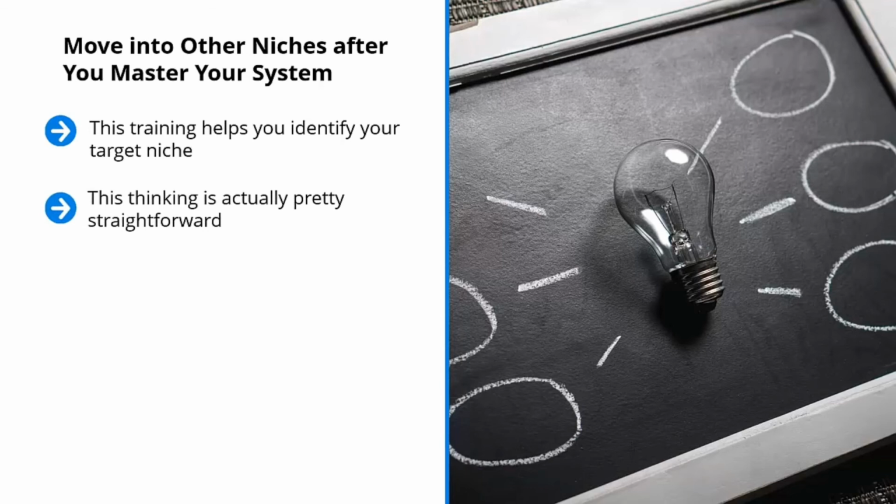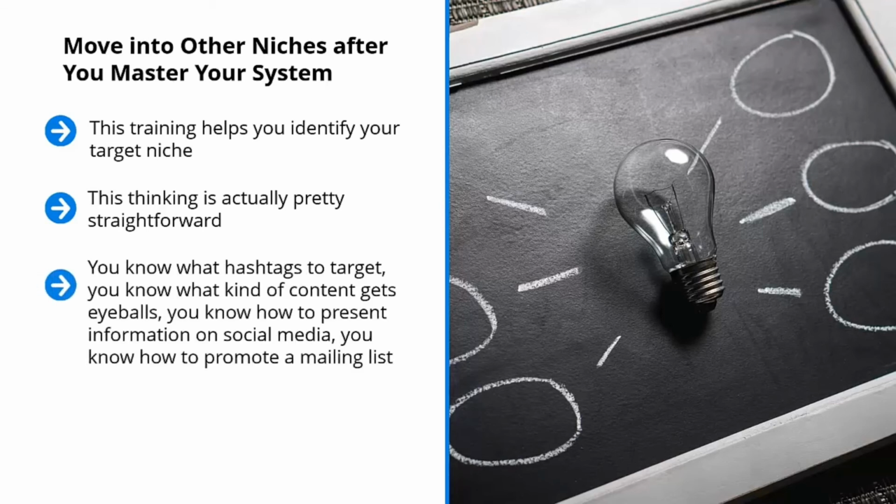This thinking is actually pretty straightforward. If you have already mastered your niche to the point that you're making automatic income month after month, then you can apply the same system to other niches that are closely related to the one you're in. This is how you scale up your business. Instead of just one stream of cash, you build many different streams of cash based on the system that you mastered. You know what hashtags to target. You know what kind of content gets eyeballs.